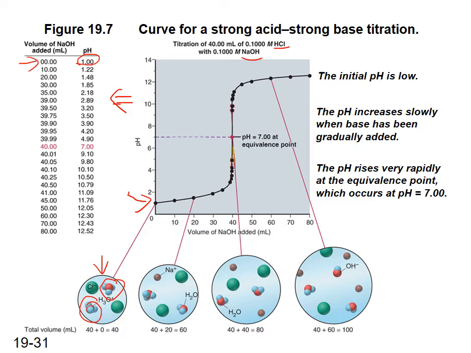When 10 milliliters of sodium hydroxide is added, the pH increases to 1.22. Okay, as more sodium hydroxide is added, the pH increases gradually.